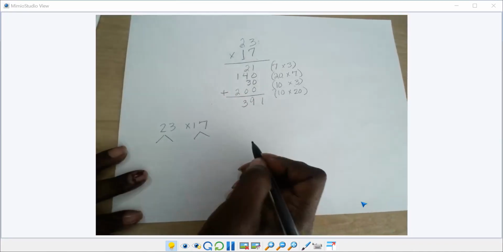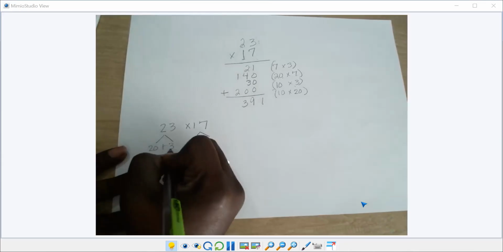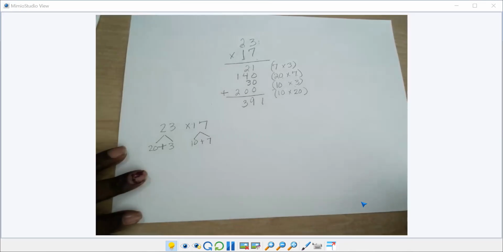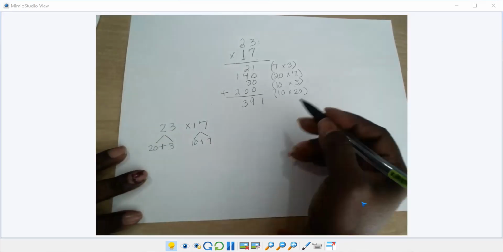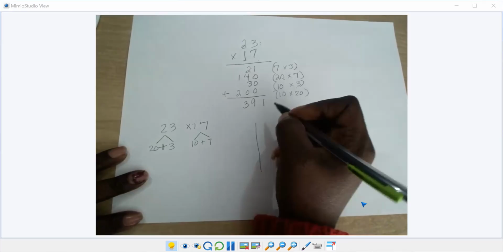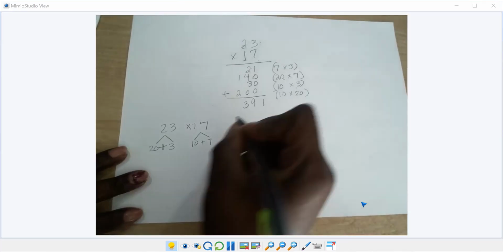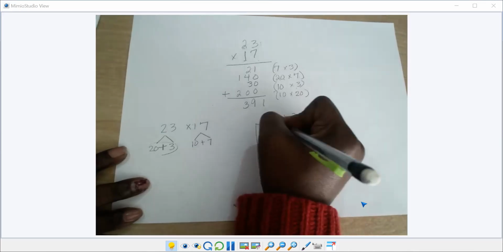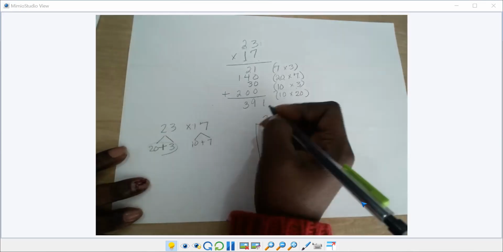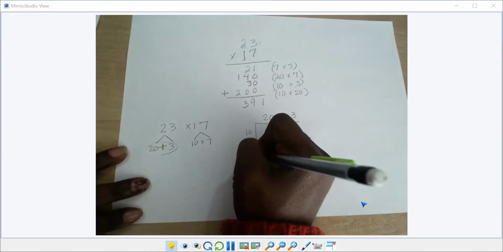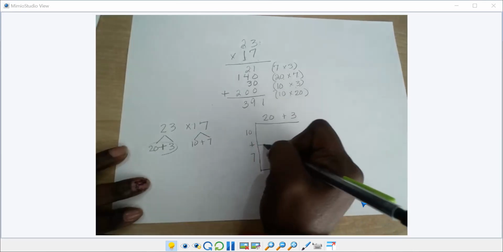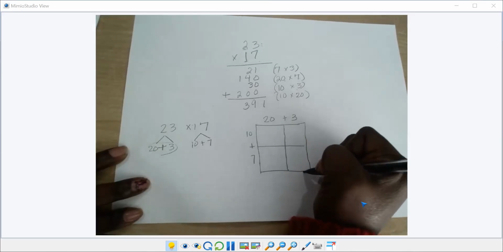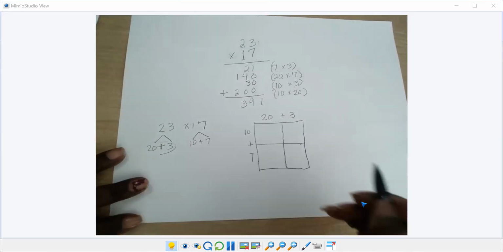You expand it into 10, so you have 20 plus 3. And then you have 10 plus 7. This is the only one that will have a square shape instead of a rectangle. So then I'll take my 20 plus 3 and put it at the top here, draw a line, and then 10 plus 7 on the side. And wherever my plus sign is, that is where my line is going to go. And you will have a box that looks like this.